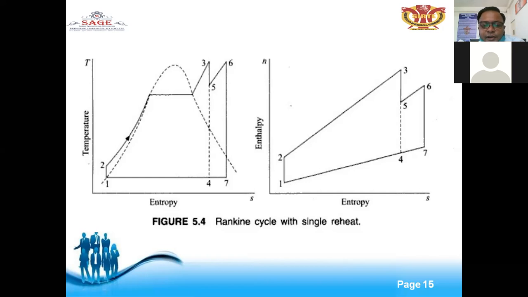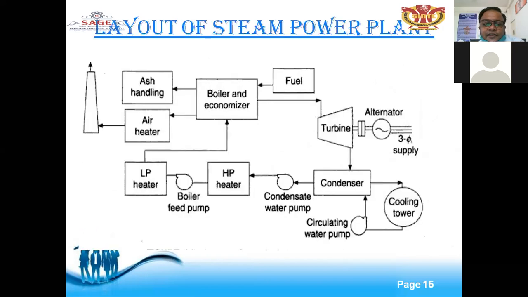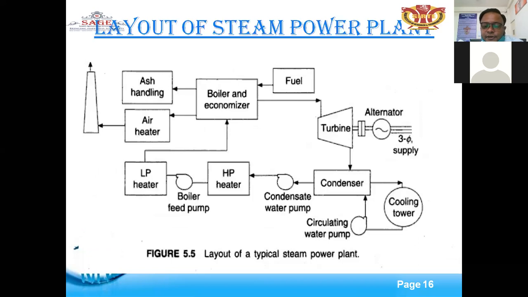This is showing the diagram of the Rankine cycle with the single heater. This is the layout of a typical steam power plant. First is the air handling, where it is supplied by the boiler and the economizer side. Air heater, it is supplied from the boiler and the economizer side. Low pressure heater, high pressure heater, which is installed as per the requirement.